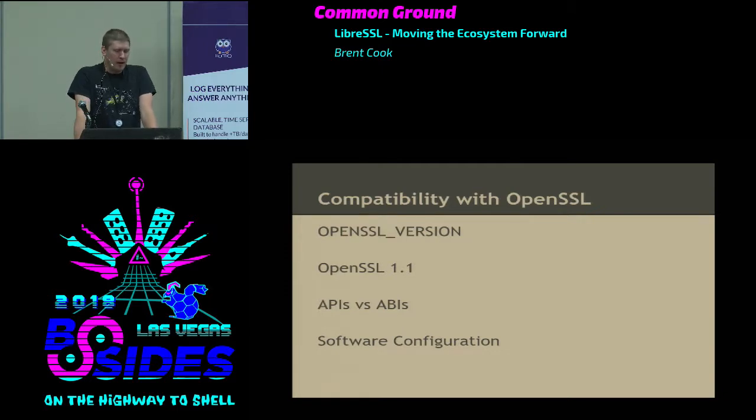But it turns out that a lot of software under the covers uses the OpenSSL version to determine if features are available. Rather than saying, do I have this function, it says, is the OpenSSL version greater than 1.0.2b or something like that. And so this caused a lot of random software to fail to compile over time.